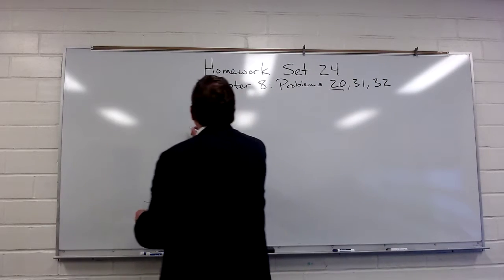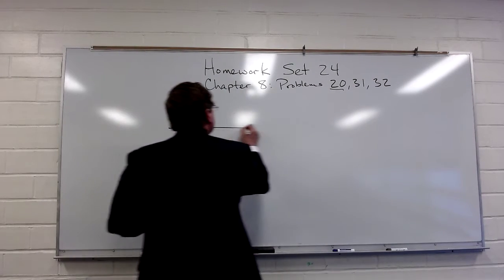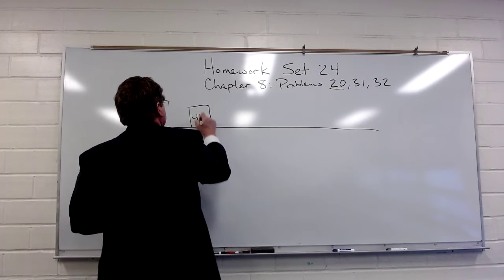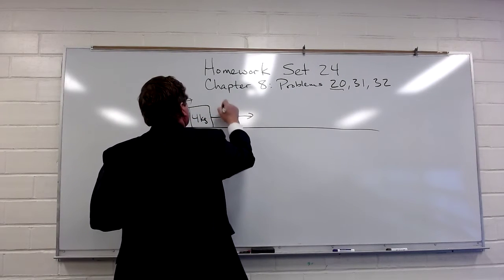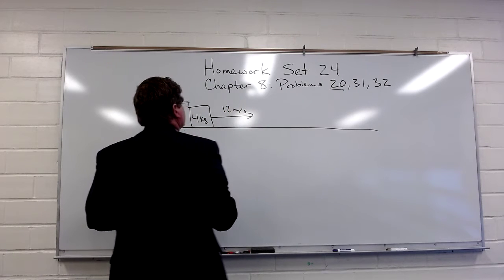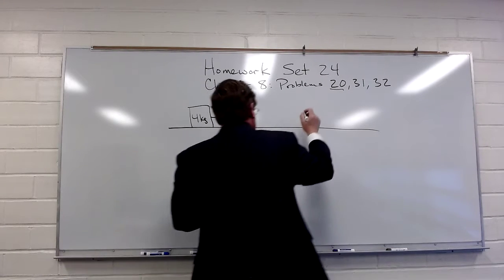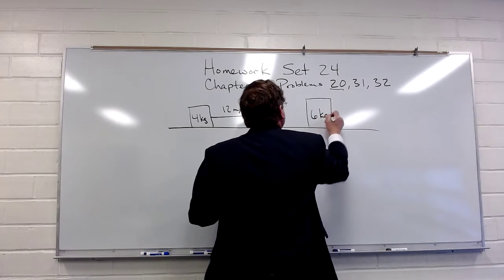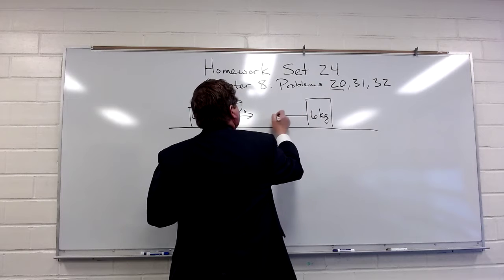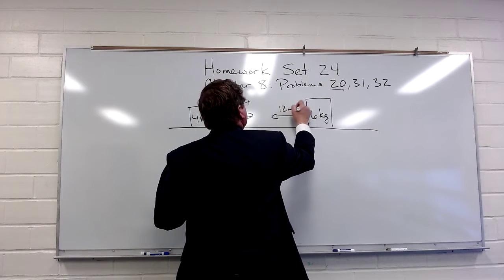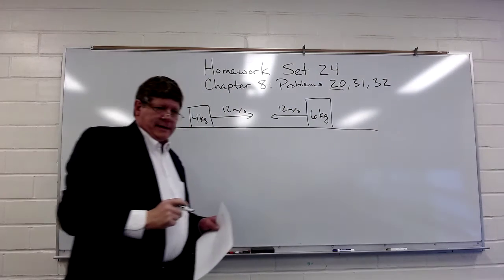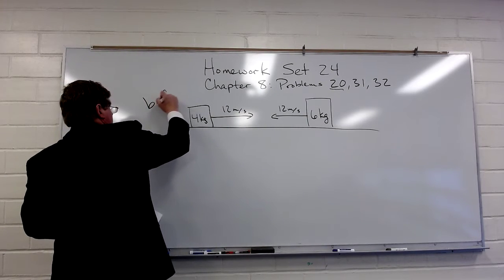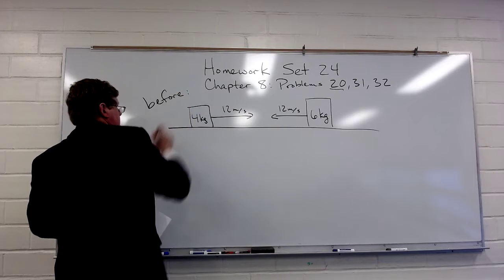And in this problem, we have two blocks. We have a 4 kilogram block that's moving at 12 meters per second to the right. And we have a 6 kilogram block that's also moving at 12 meters per second, but to the left. And so this is the before the collision.